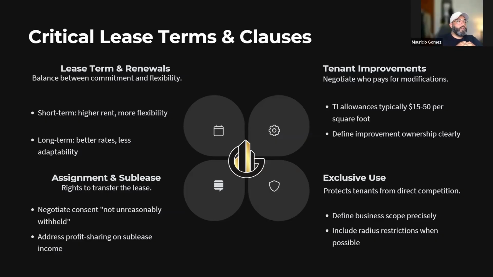So you want to make sure that you protect your agents or your tenants by defining the business scope very precisely. What services are you offering? What products are you offering? Because sometimes coffee shops will have baked goods. Are you a bakery or are you a coffee shop? And where are the exclusions that are going to help benefit or push your business forward by minimizing the competition?